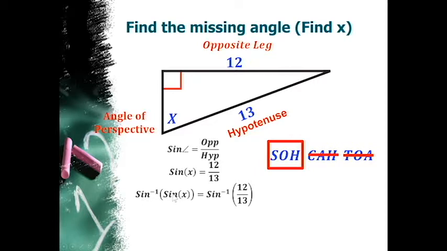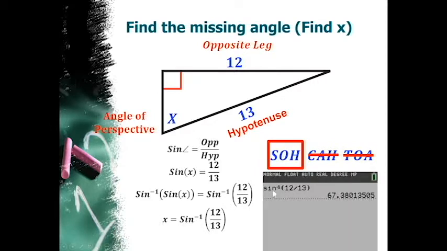Now, inverse sine and sine cancel each other out, leaving you with the value of x. On the right side, what we have is the inverse sine of 12 over 13, which is perfect for us to calculate. We can use the inverse sine function on our calculator of 12 over 13. Make sure you lock that whole fraction in the parentheses, and that gives us a value of 67.38, which is the angle measure of our triangle.